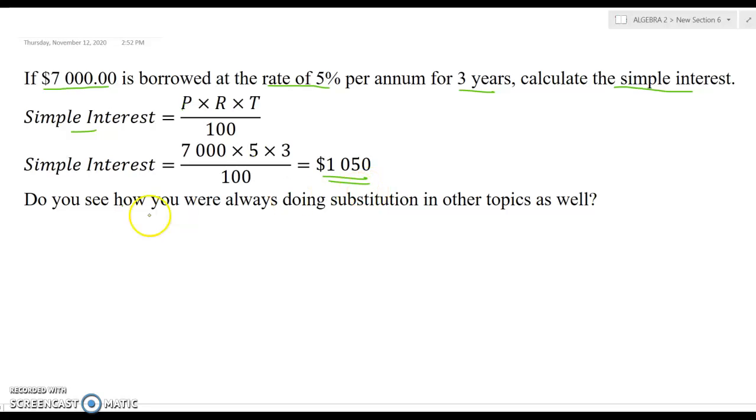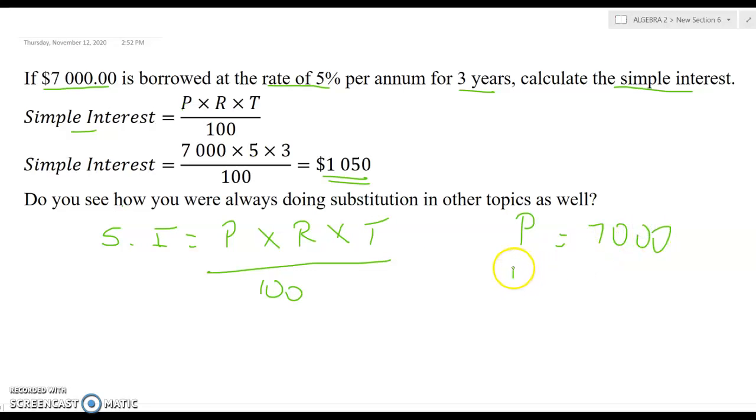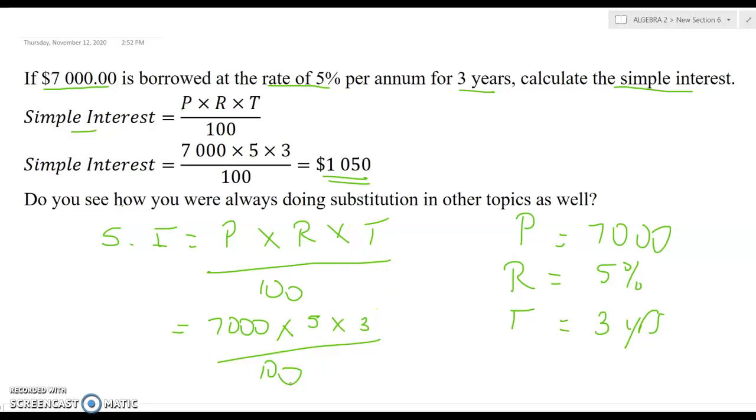Now again, do you see how the values are replaced? So simple interest is principal by rate by time all over 100. The principal was the 7,000, the rate was the 5%, and the time was the 3 years. So where we see the P for principal, you substitute it with 7,000, multiply by R, substitute your R for your value of 5%, and your time is the 3. So that's a substitution, where we replace the letters with numbers given for those letters.